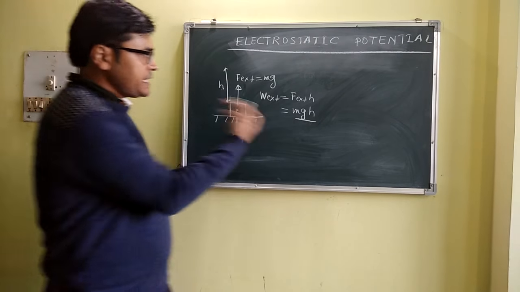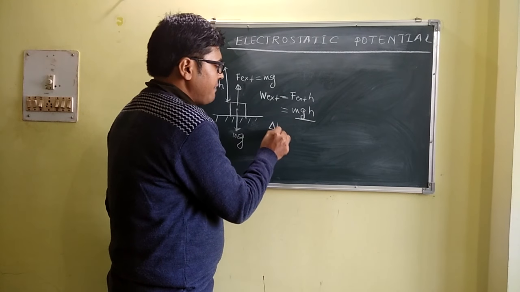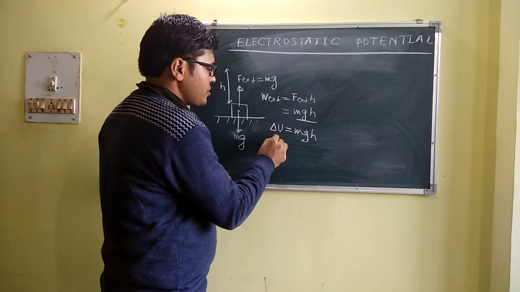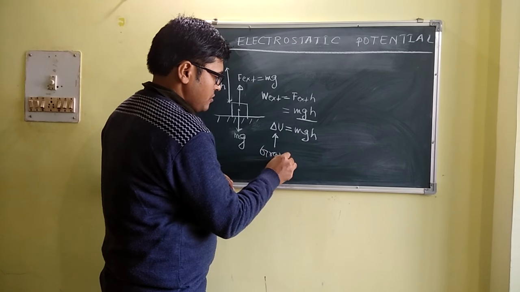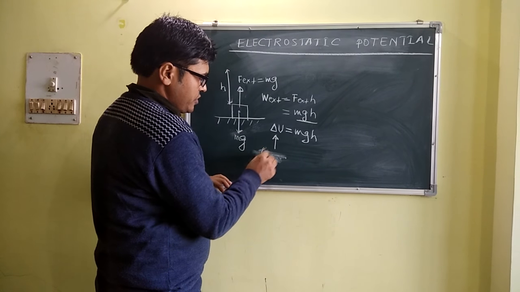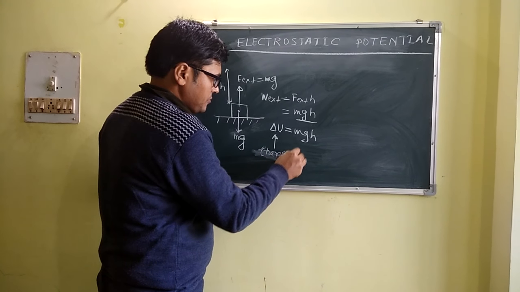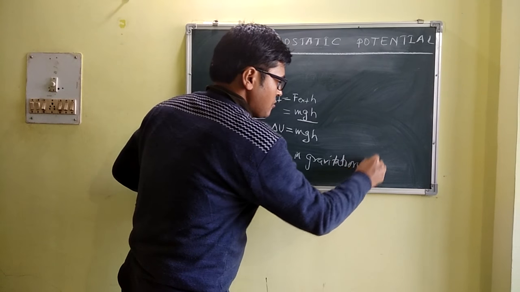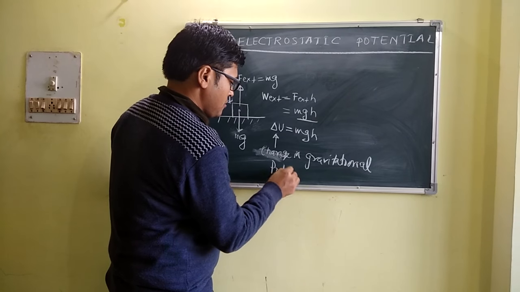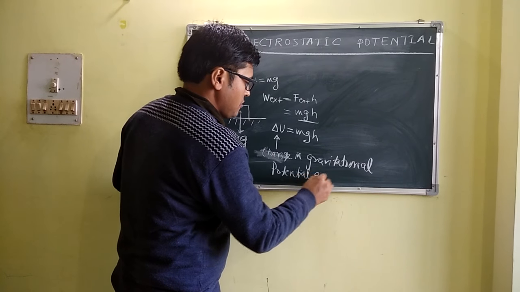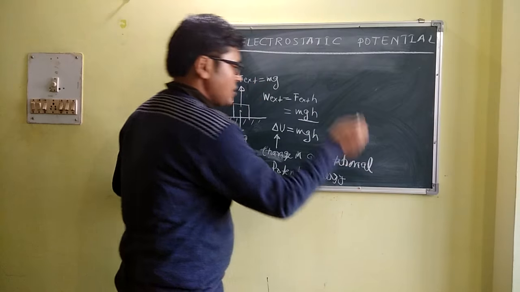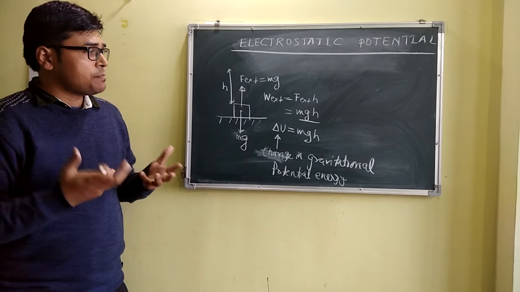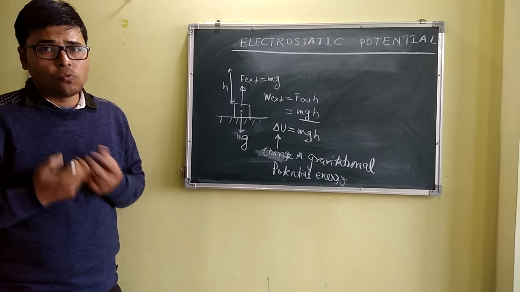So this mgh basically is the change in gravitational potential energy. So this is an indirect way to measure potential energy by doing some external work.